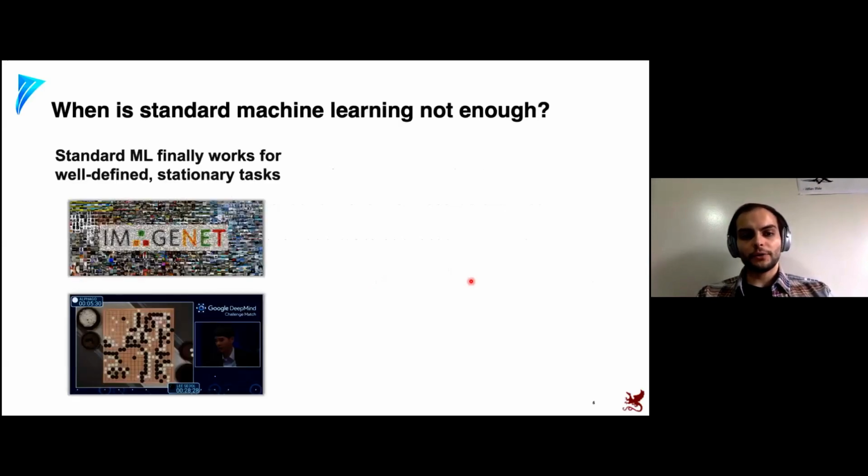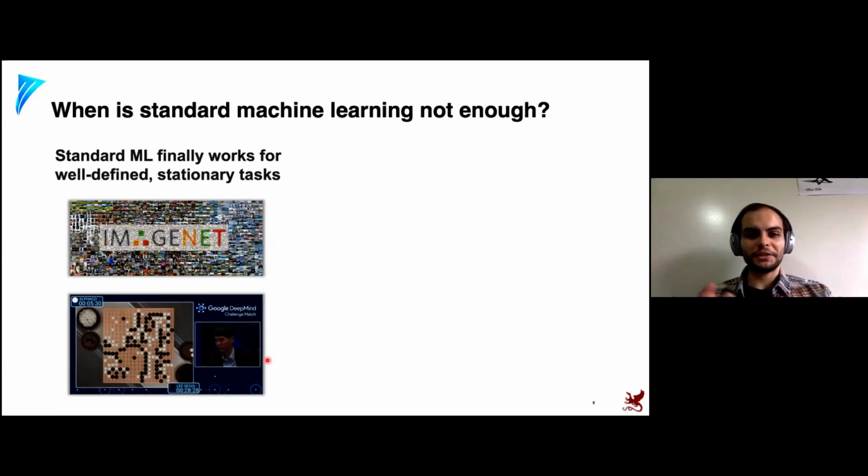We know that standard ML already had a lot of success stories, and I'm just showing here ImageNet, a very large-scale data set that literally kickstarted this revolution in computer vision. And we see a lot of creative applications that all reuse architectures that were originally developed on ImageNet, as well as the success story of solving the game of Go. In both cases, we have a pretty well-defined task, either defined by the data set or defined by the environment. And in a sense, it is stationary.